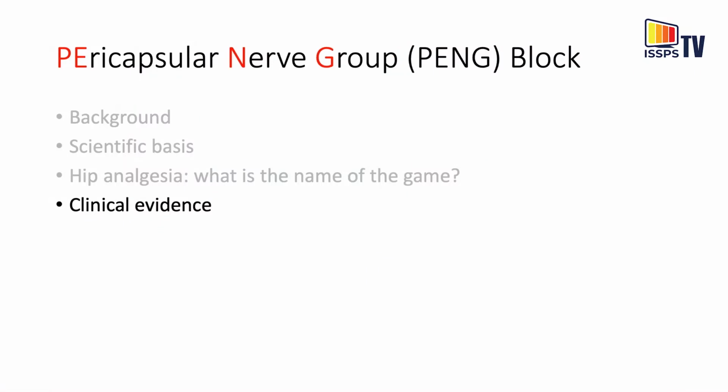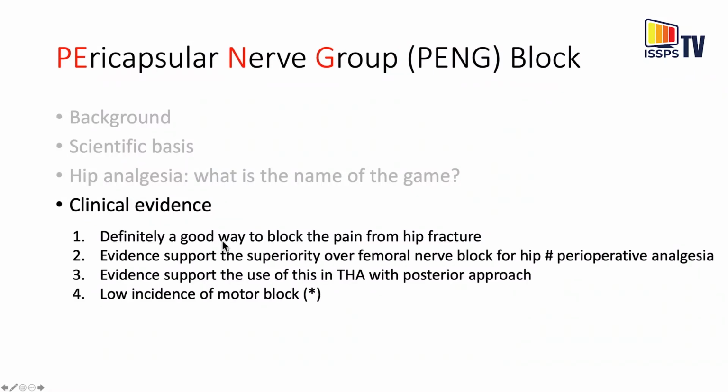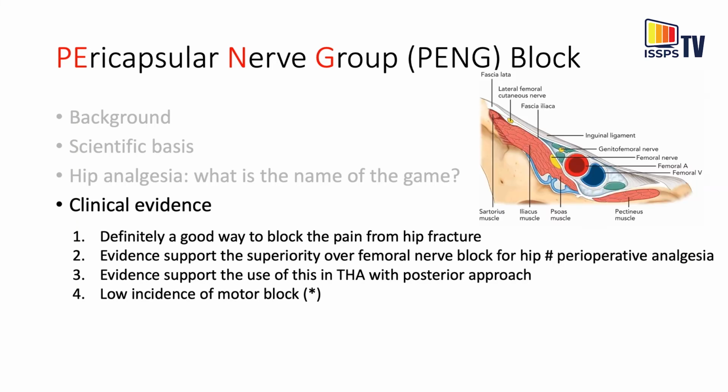So to summarize, there's no doubt that the PENG block is a block designed to block the pain from hip fracture. So it's a very, very good way to block the pain from hip fracture. And in terms of perioperative analgesia for hip fracture, they still find it superior to the femoral nerve block. In terms of total hip arthroplasty, even with a posterior approach, there's evidence to support the use of this. And there is a low, not no, but low incidence of motor block, which I'm going to address in a moment.